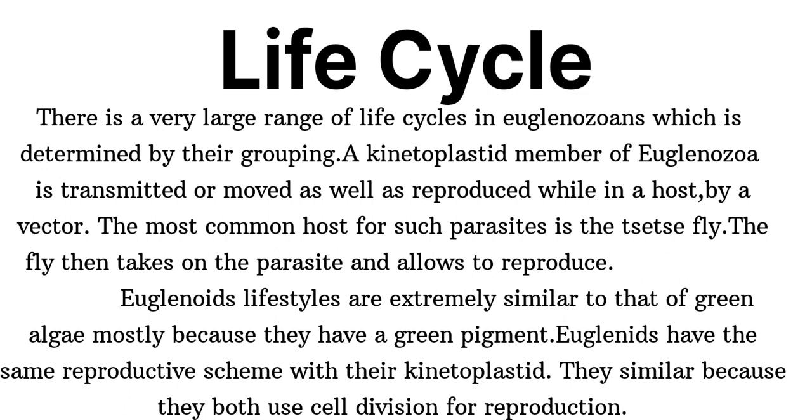Euglenoids' lifestyles are extremely similar to that of green algae, mostly because they have a green pigment. Euglenids have the same reproductive scheme as kinetoplastids. They are similar because they both use cell division for reproduction.